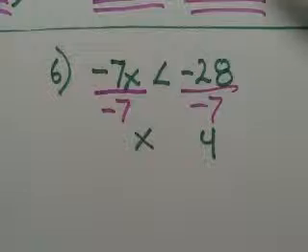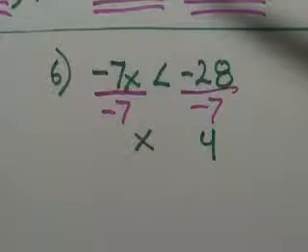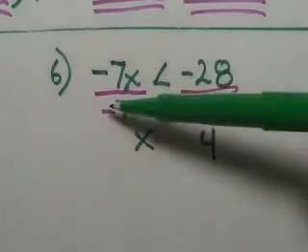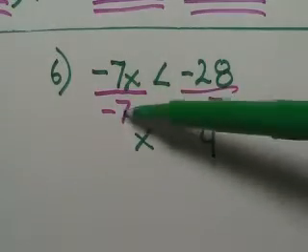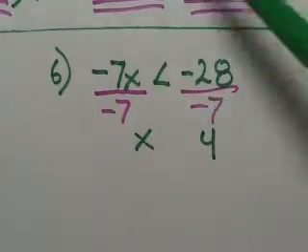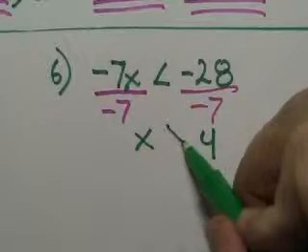The question is now, do I need to reverse the arrow? Let's see, I'm dividing by a negative on both sides. See that? I'm putting -7, -7. So yes, I'm going to have to reverse the arrow.